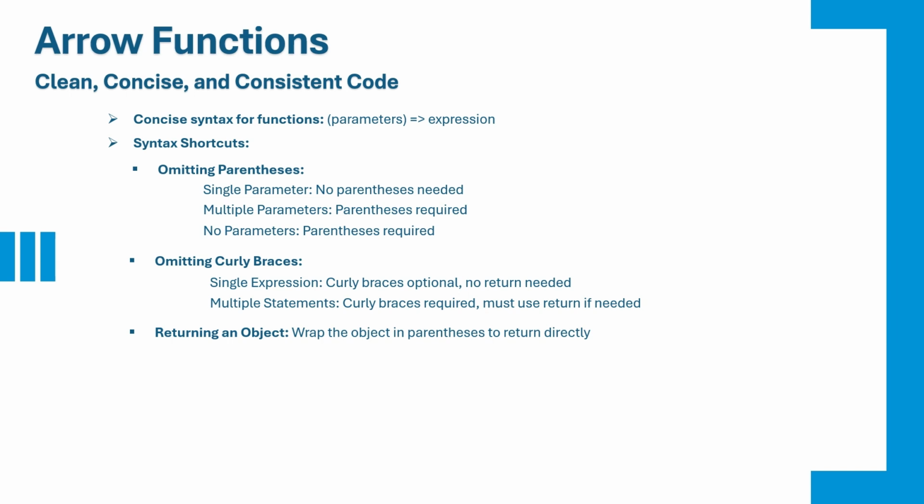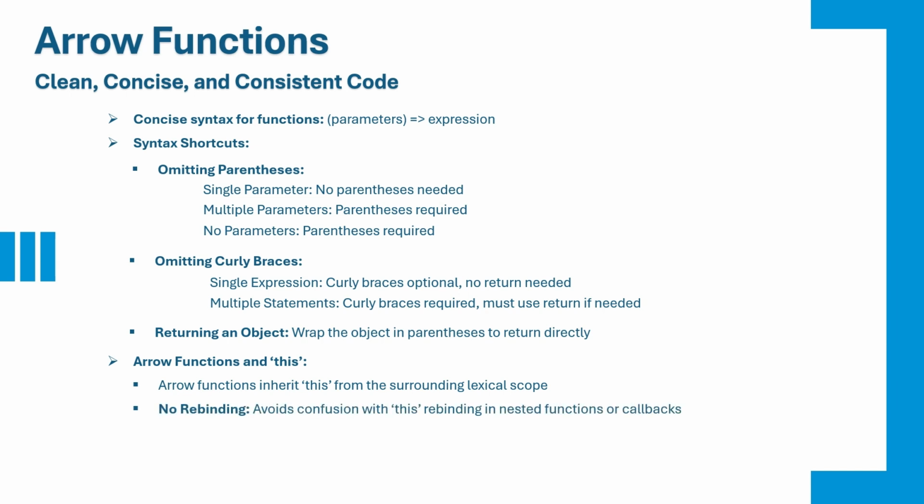Arrow functions introduced a major change in how we handle the this keyword. Unlike traditional functions, arrow functions don't bind their own this. Instead, they inherit this from the surrounding lexical scope. This is particularly useful when working with methods inside objects or within callback functions, where this might otherwise point to an unexpected object. Let's take a look at an example to see this in action and how it can help simplify our code.